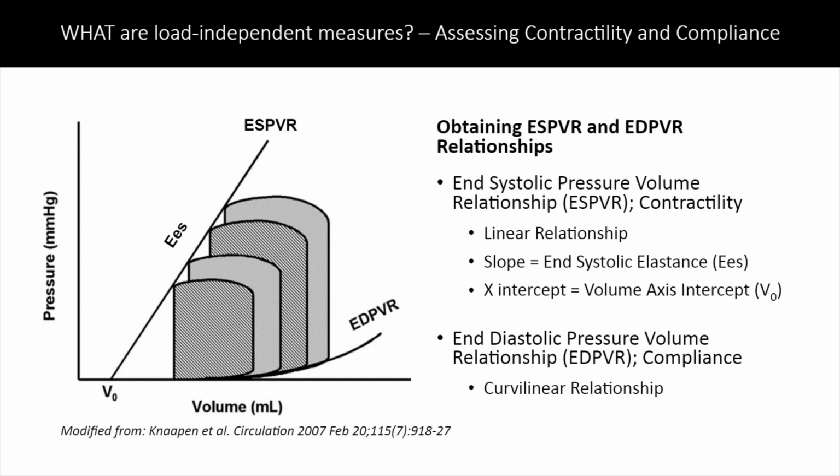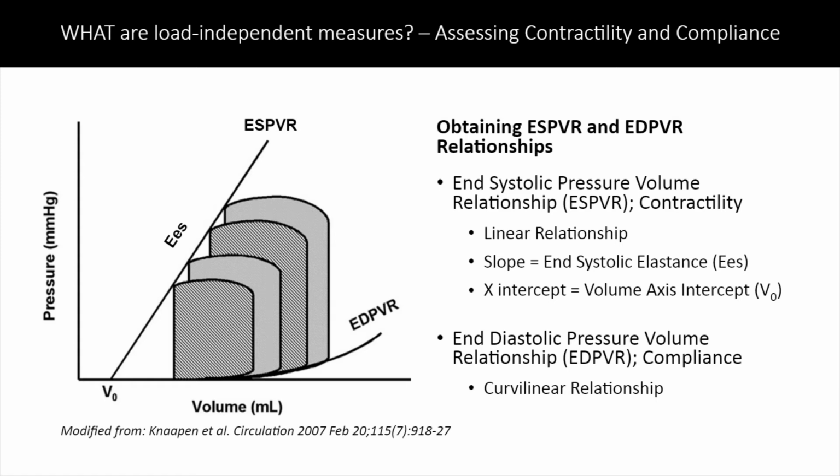In health, the relationship is highly linear and contains two defining characteristics. The slope of the relationship is termed the end systolic elastance, or EES, and the x-axis intercept is termed the volume axis intercept, or V0. In the absence of a change in V0, a change in EES can be viewed as a change in contractility. So increases in slope relative to the control state reflect a positive inotropic response, and decreases in slope reflect a negative inotropic response.